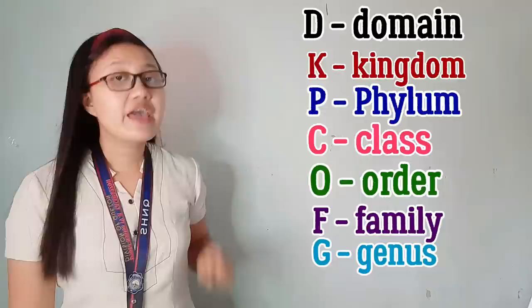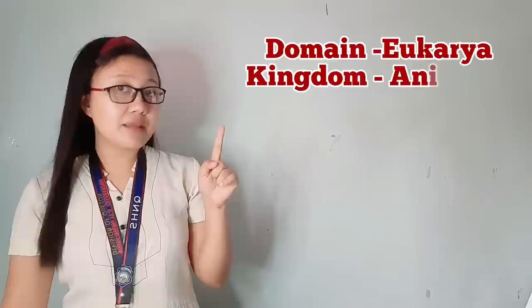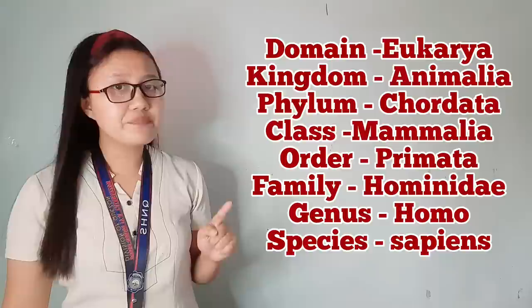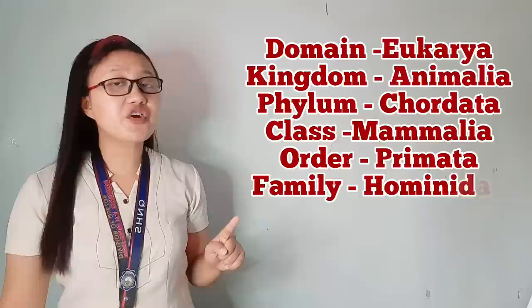For example, domain Eucarya, kingdom Animalia, phylum Chordata, class Mammalia, order Primates, family Hominidae, genus Homo, and species sapiens. Scientists use scientific names to avoid confusion, especially when common names are used for organisms.